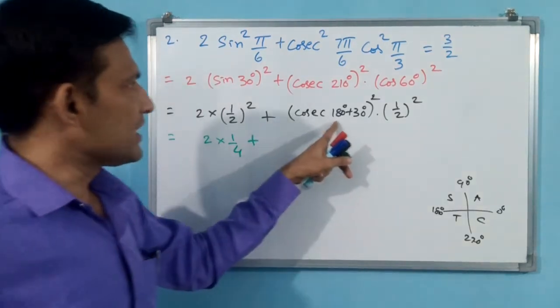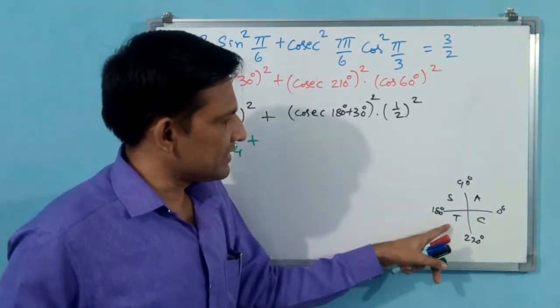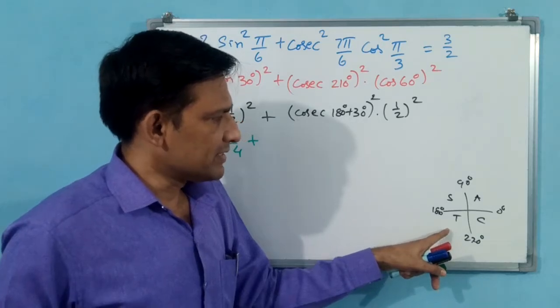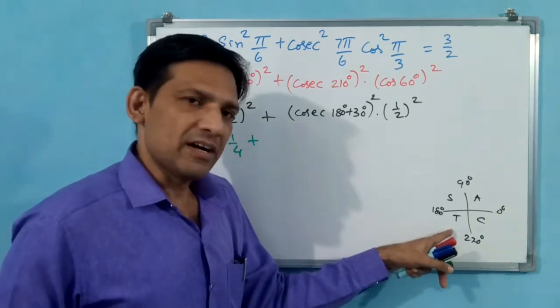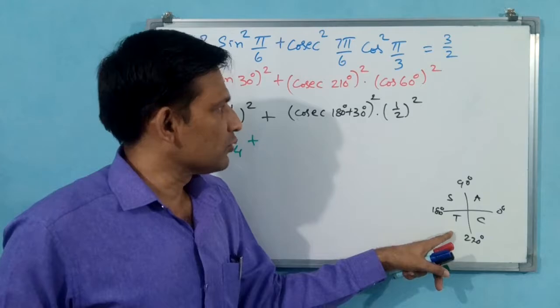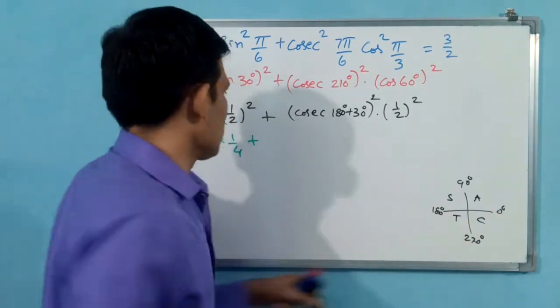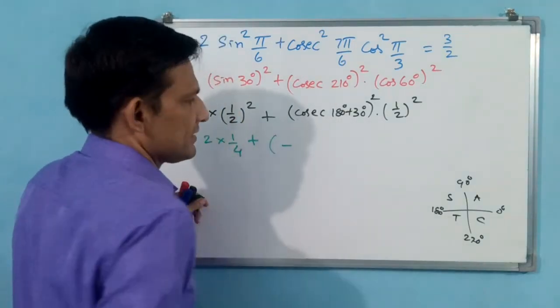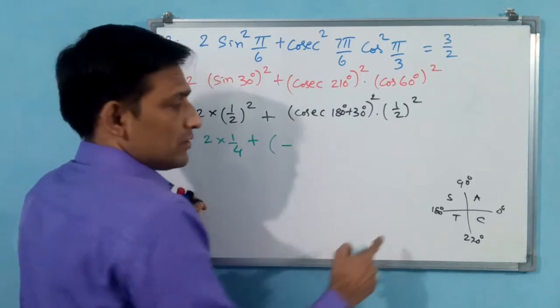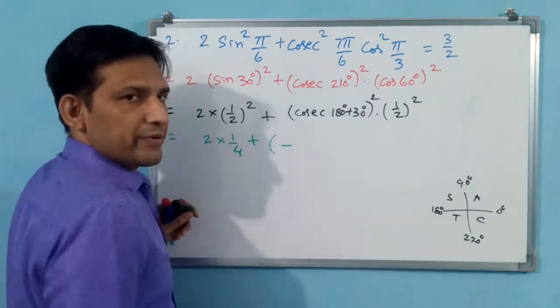Now you see, cosecant 180 plus 30. 180 plus 30, here it is coming. But this belongs to tan and cot, not to cosecant. That is why you have to take minus first. Now this is for the sign, positive or negative.